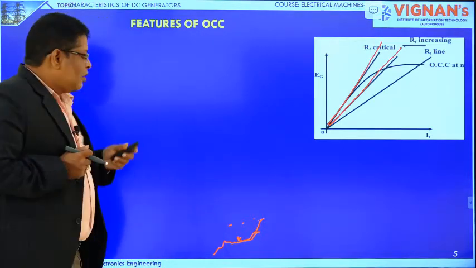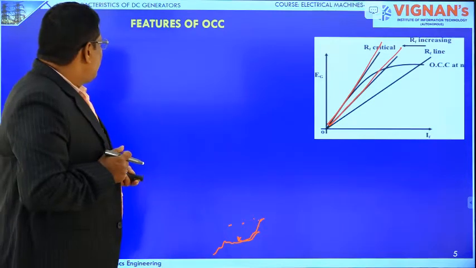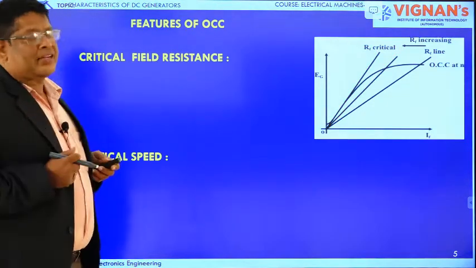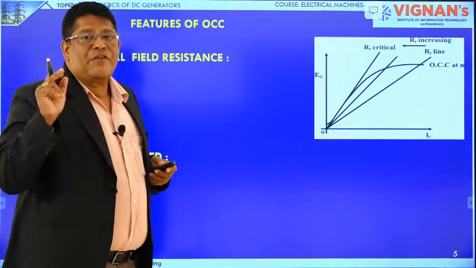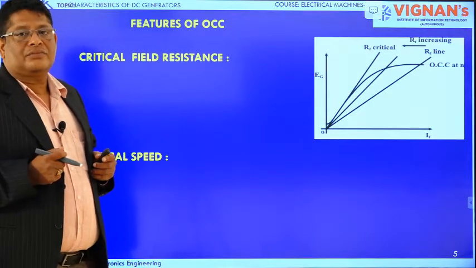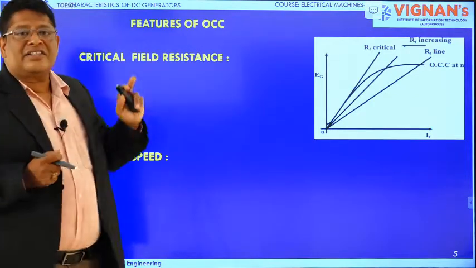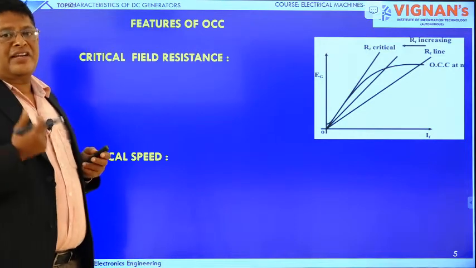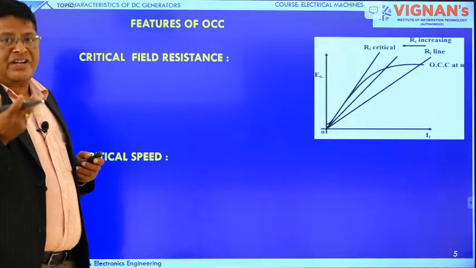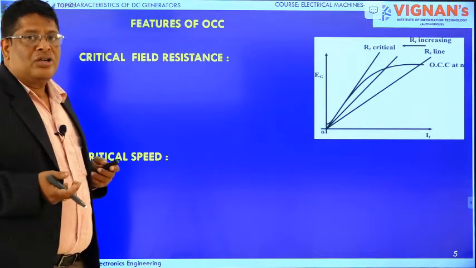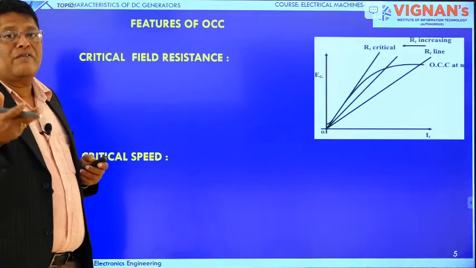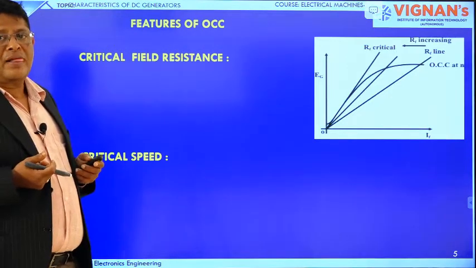See here, from the OCC characteristics, we find two parameters. One is the critical field resistance. The second one is the critical speed. Critical resistance is the value of resistance of the field winding of a generator above which the generator fails to excite or fails to give power to the load.